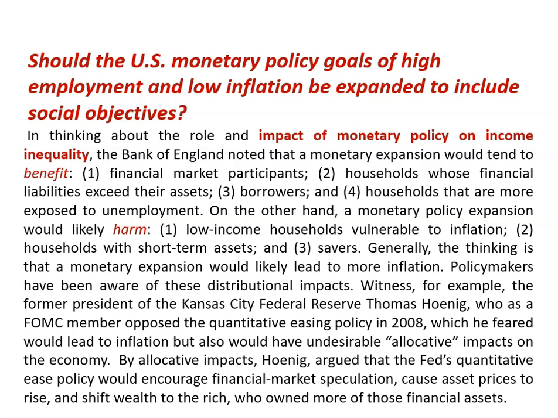Witness, for example, the former president of the Kansas City Federal Reserve Thomas Hoenig, who as an FOMC member opposed the quantitative easing policy in 2008, which he feared would lead to inflation but also would have undesirable allocative impacts on the economy. By allocative impacts, Hoenig argued that the Fed's quantitative easing policy would encourage financial market speculation, cause asset prices to rise, and shift wealth to the rich, who owned more of those financial assets.